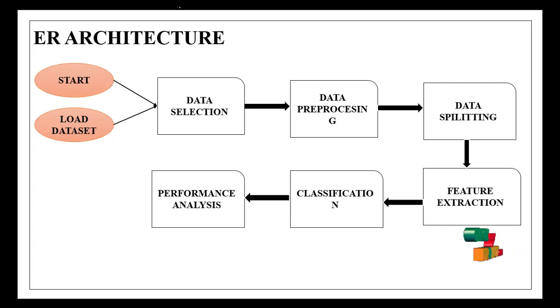Here is the architecture. From the start, we load the dataset, pre-process it, split the data, and extract the features according to our need, then classify using the deep learning algorithms. In performance analysis, we define the predicted label for the image.